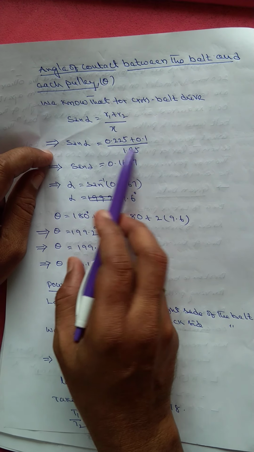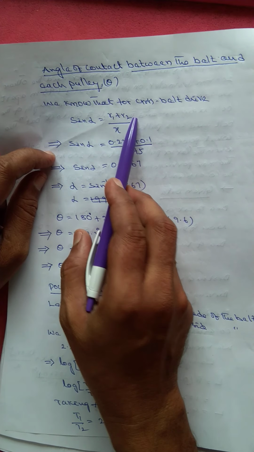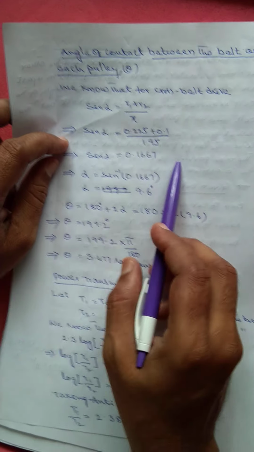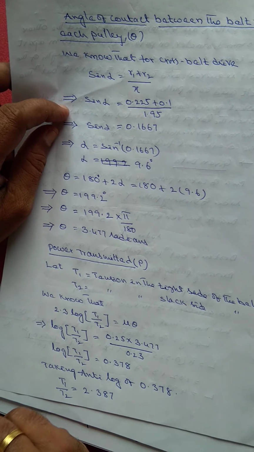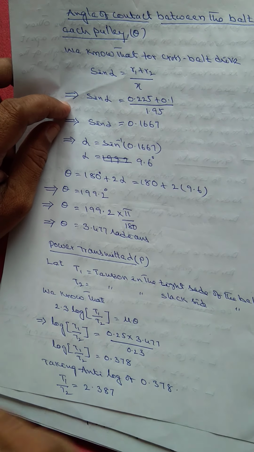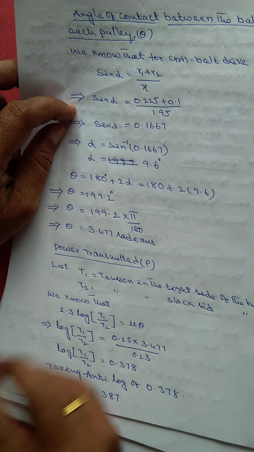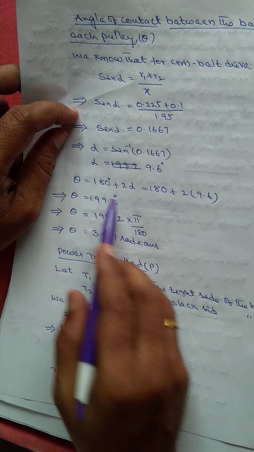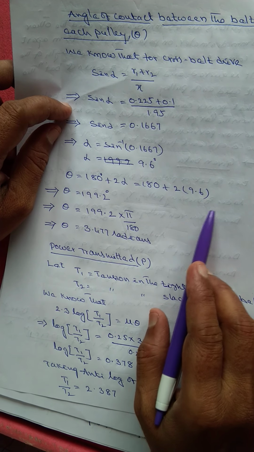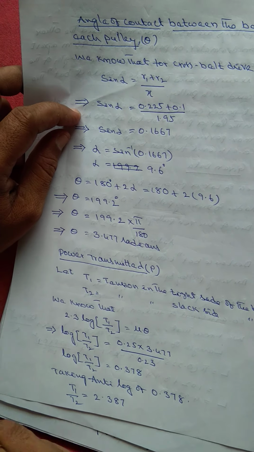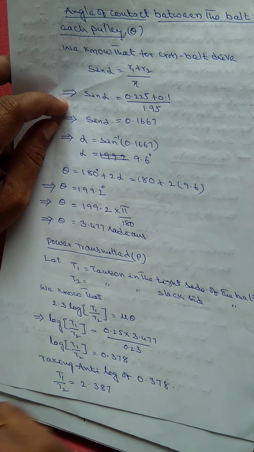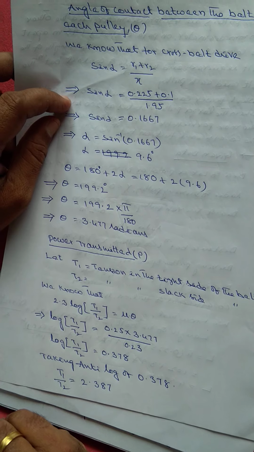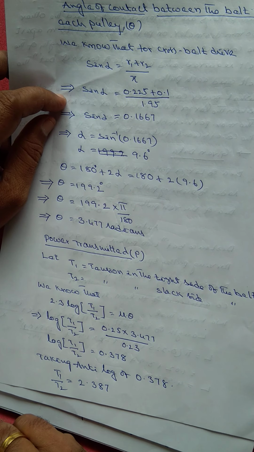For sin alpha, I know R1, R2 and x, so I substituted all the values. Sin alpha is equal to 0.1667. Alpha is equal to sin inverse, so I got alpha equal to 9.6 degrees. Theta is equal to 180 degrees plus 2 alpha, that is 180 plus 2 into 9.6. So I found theta, and I multiplied by pi by 180 because I want the angle of contact in radians, which is 3.477.